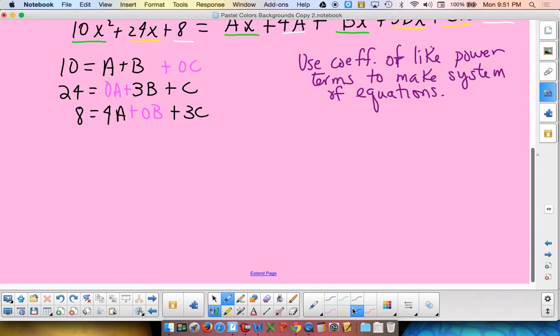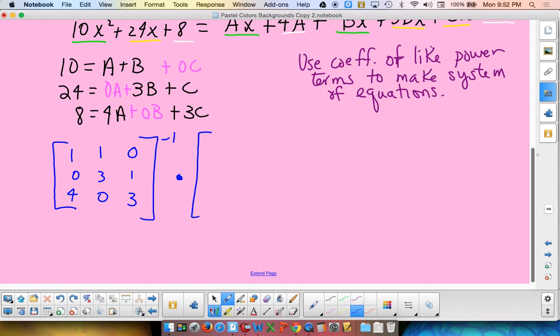So if I go shove this thing in a matrix equation, it's actually in reverse order here. I'm going to do the ABCs first. Going down the A's, I've got a 1, 0, 4. The B's, I've got a 1, 3, 0. And the C's, I have a 0, 1, 3. I'm going to use an inverse and multiply it by the result matrix, which is 10, 24, and 8. If you punch that in your handy-dandy calculator, you are going to get answers of 2, 8, 0.